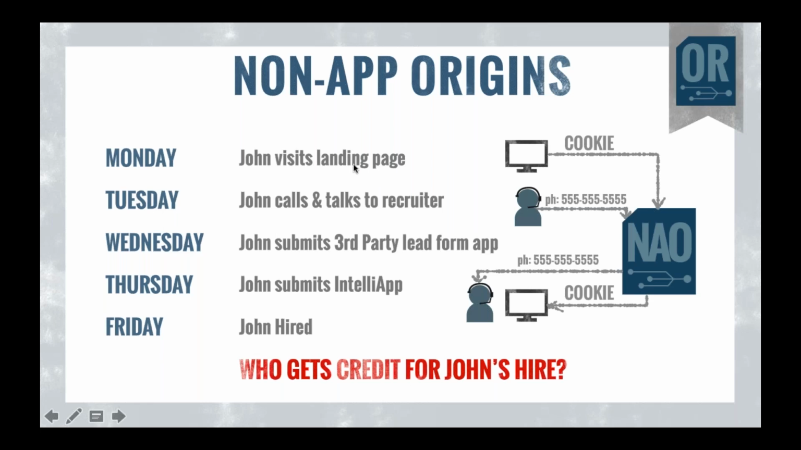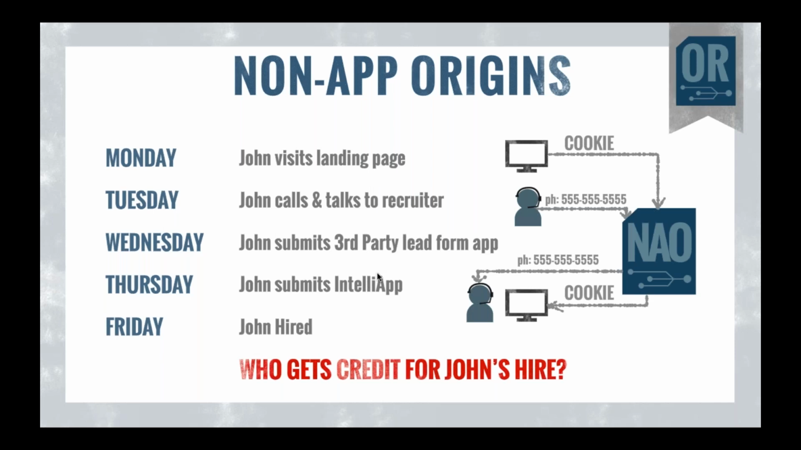So if John visits your landing page on Monday, Tuesday he calls and talks to someone based on a specific telephone number. He then submits a third-party lead or a job board lead. He then submits an Intella app. He ends up getting hired. Who gets credit for John's hire? Well, in Origins, everyone gets credit for it.